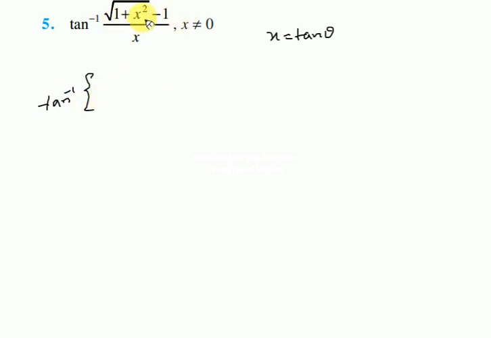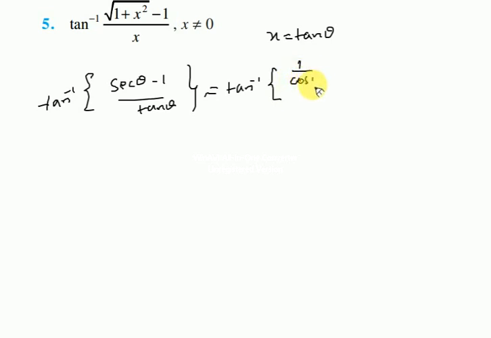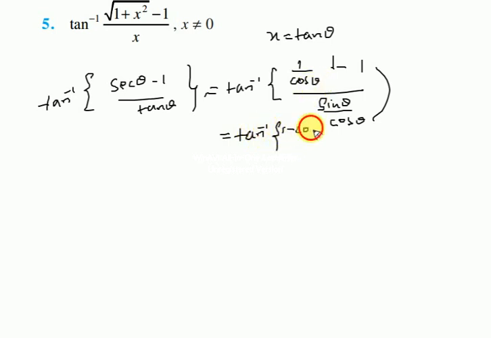square root of 1 plus tan square theta will be sec theta, because square root of sec square theta it is. So minus 1 divided by tan theta. Now we need to simplify it further. This is tan inverse of sec theta will be 1 by cos theta minus 1 divided by sin theta by cos theta, so that we can cancel this cos theta and this cos theta by taking that cos theta in the numerator as LCM. Therefore, if cos theta is LCM, 1 minus cos theta divided by sin theta.